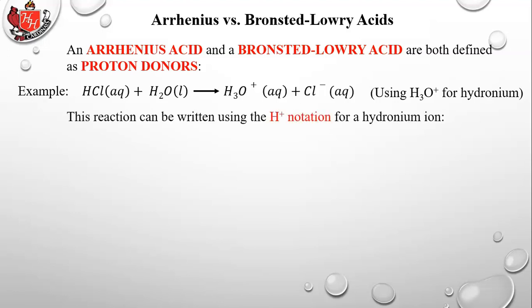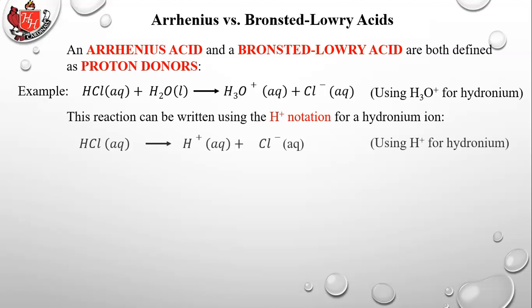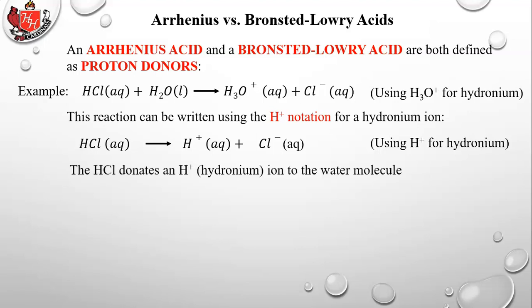So this reaction can be written using the H+ notation. Remember we said that the hydronium can either be written as H3O+ or H+ notation. So it would look like this. What you do is you simply use the abbreviation aq, aqueous, meaning it's in water. You notice how the H2O doesn't appear in this. This is just a more abbreviated way of writing this. These two reactions are equivalent. And then instead of writing H3O+ on the right, you just write H+. And the Cl- remains the same. The HCl donates an H+ hydronium ion to the water molecule.